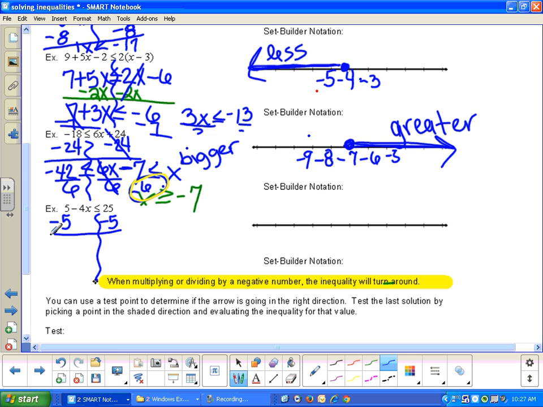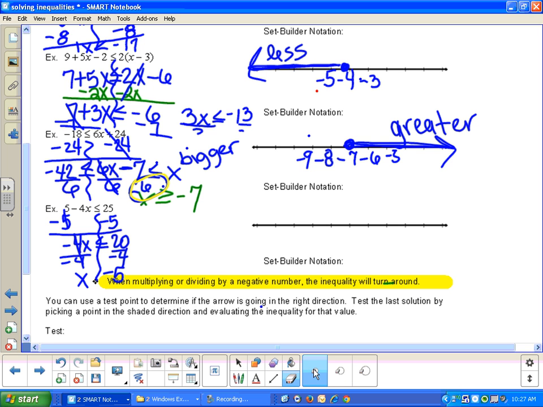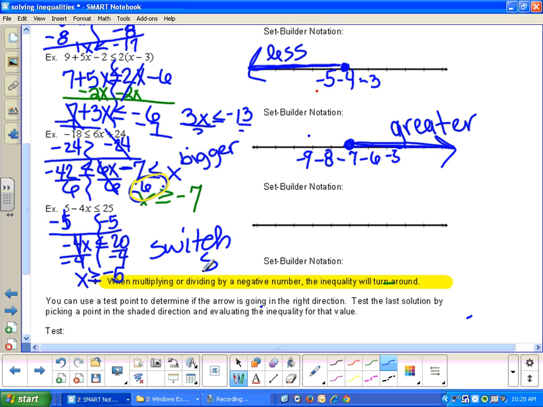Subtract 5 from both sides. We have negative 4x is less than or equal to 20. Divide both sides by negative 4. Over here we have x, and over here we have negative 5. The difference is that we have to change our inequality sign because I divided by a negative. So instead of less than or equal to, we want greater than or equal to. So we have to switch this inequality sign. Whenever the number in front of x is negative, switch the sign.